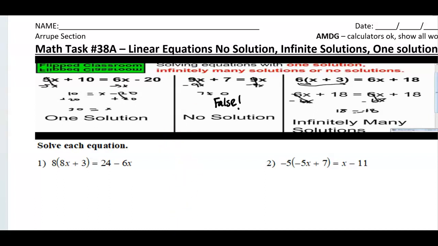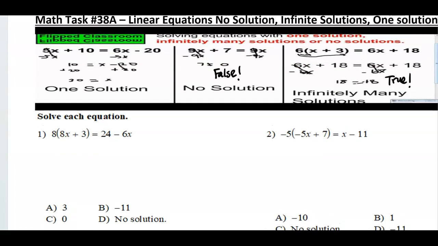And then we have another scenario where we do our distributive property, we go ahead and we move the variables, and then the variables cancel out, and we get to a true statement. 18 is equal to 18. This is a true statement, but our variables have canceled out. We have infinitely many solutions, otherwise known as all real numbers are solutions. So let's go ahead and try one of these.